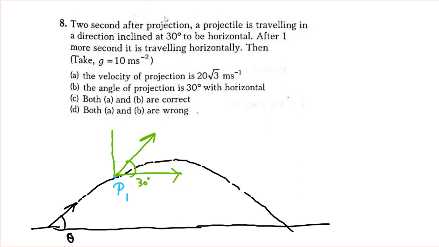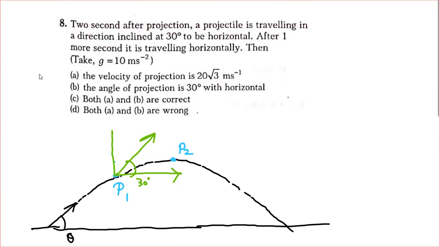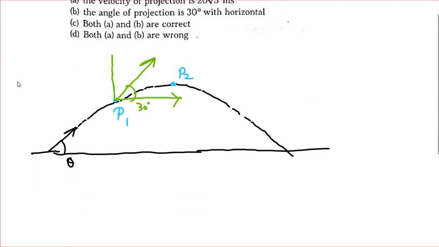So after 1 more second it is traveling horizontally, and after 1 more second, let's assume the particle will reach this point, this is P2. The particle will reach this point P2 after another 1 second. So at first the particle has been thrown with, let's say, a velocity u.